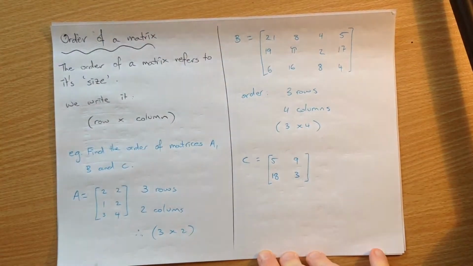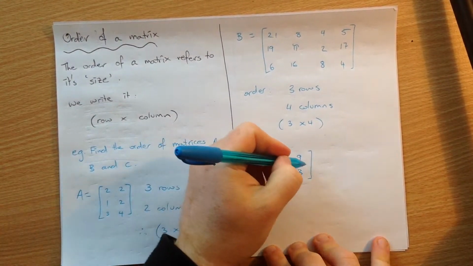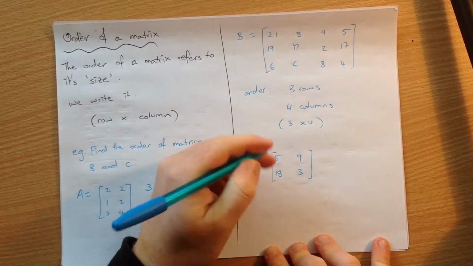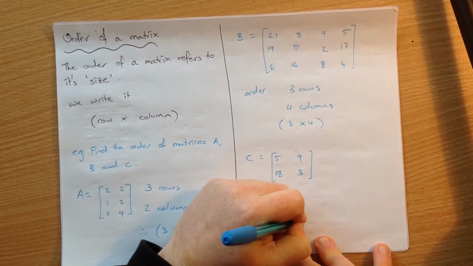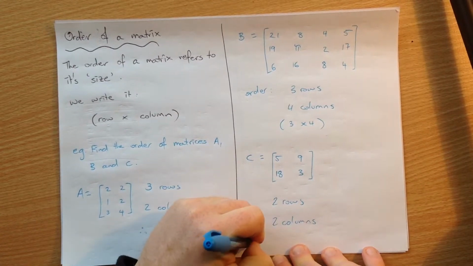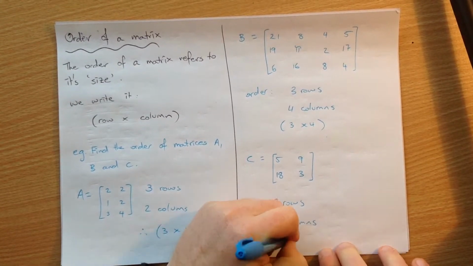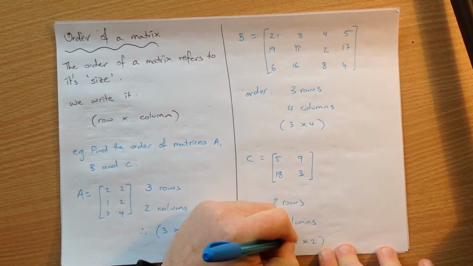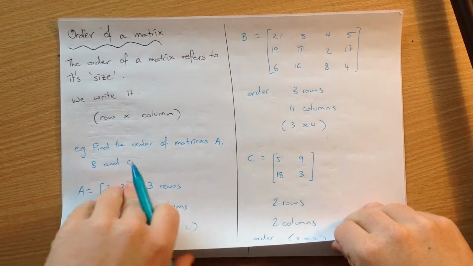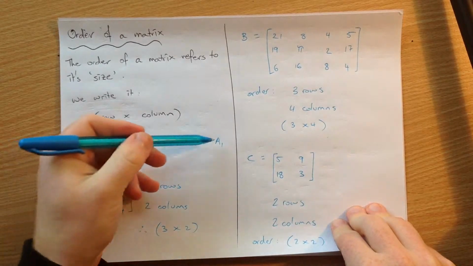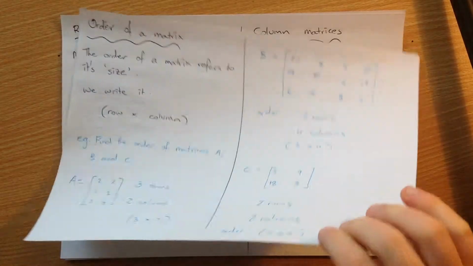So same with this one. I'm sure you could do this one. You might be able to beat me to it. It has 2 rows and 2 columns. So I'll just write that here. 2 rows, 2 columns. So the order is a 2 by 2. 2 rows by 2 columns. A 2 by 2 matrix. So we found the order of A, B and C. That's that question done.